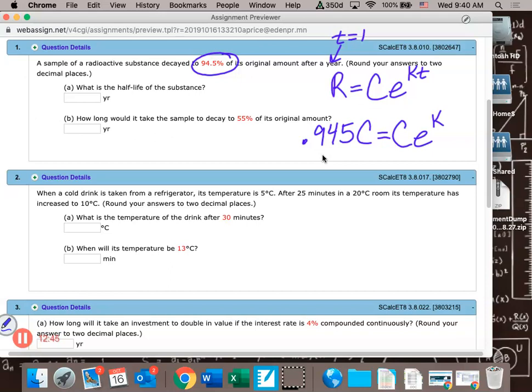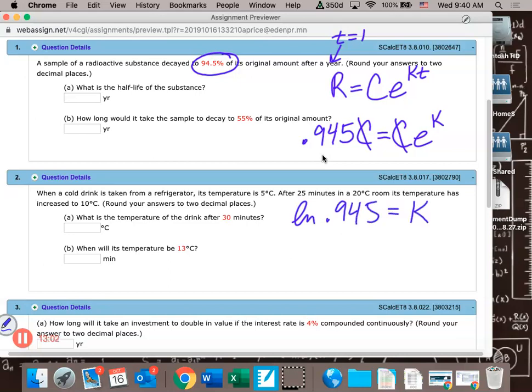So now what happens? C's are gone, right? Goodbye, C's. Okay, so we have 0.945 equals e to the k. I need to find k. How am I going to solve this? Natural log both sides, right? So I end up with ln of 0.945.